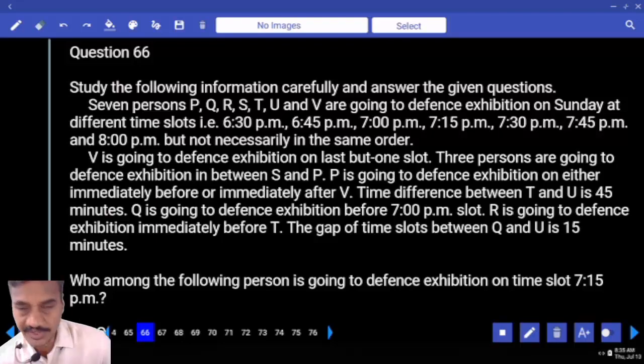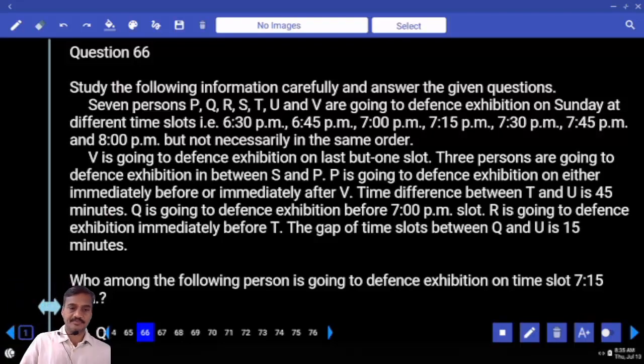Going to defense exhibition on Sunday. And the time slots were also clearly given. What are the time slots we have? 6:30, 6:45 and so on. Now tell me whether it comes under the first or the second priority. Definitely under the first priority, isn't it?